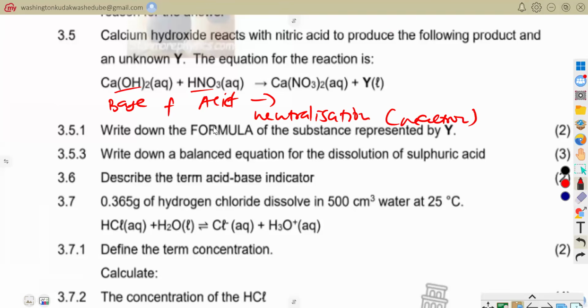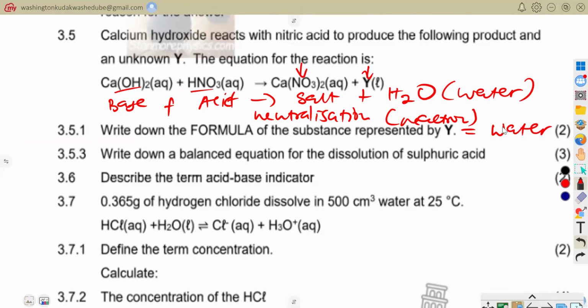And when you neutralize an acid with a base, you are going to form a salt. And after forming a salt, you also form water. So from our reaction, we have got our salt. So this is definitely water. So this one is what? It's water. Or else its formula would be H2O.